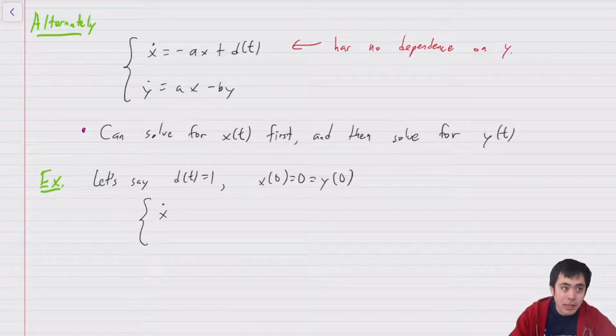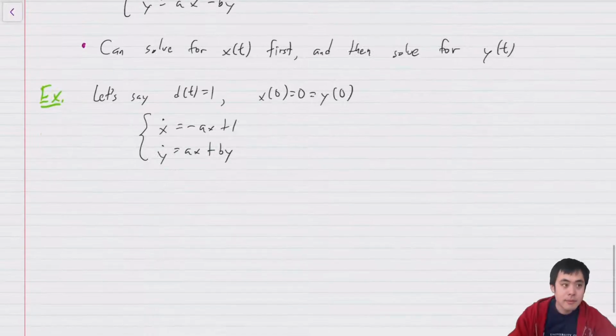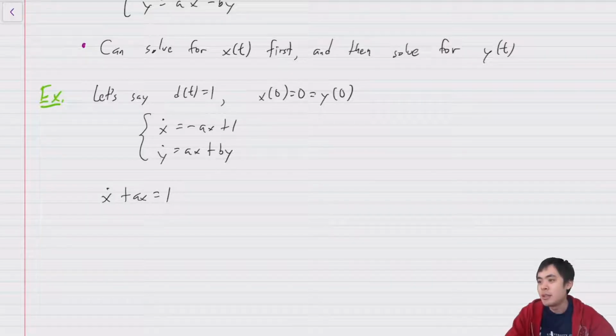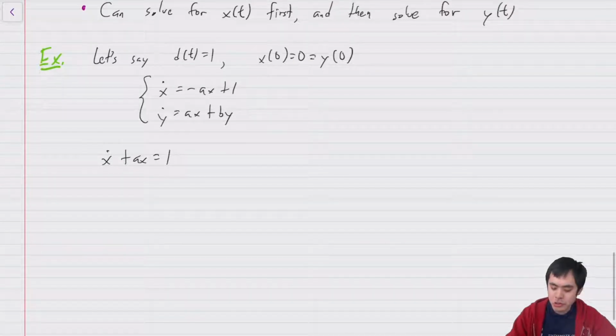Well, then you have x dot is equal to minus ax plus 1. Y dot is equal to ax plus by. And so notice that x dot plus ax is equal to 1. This is a first order linear differential equation with constant coefficients.